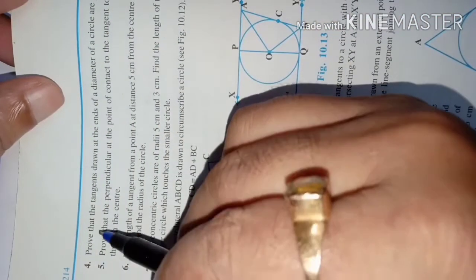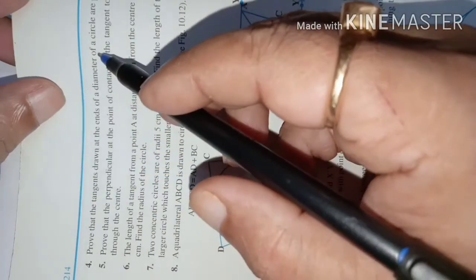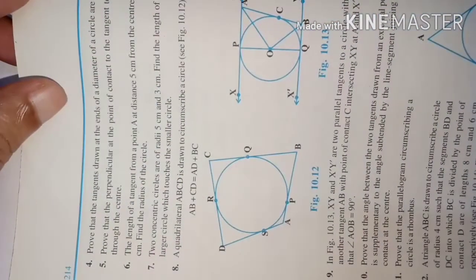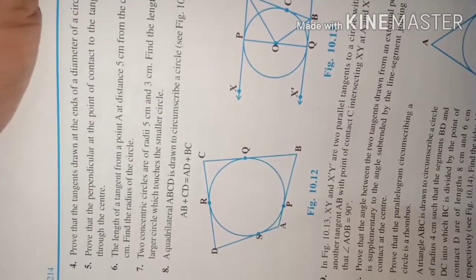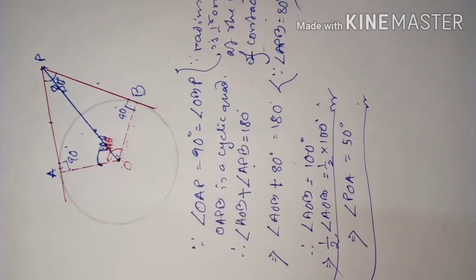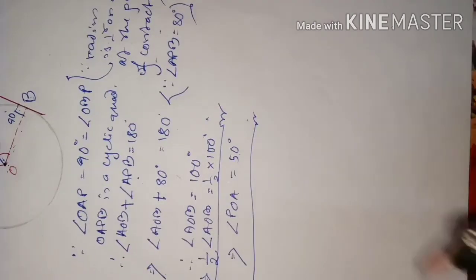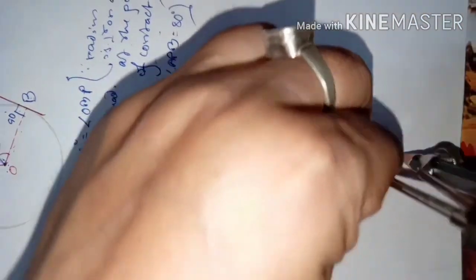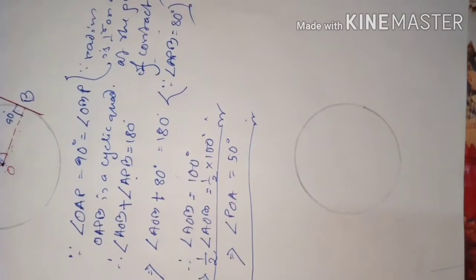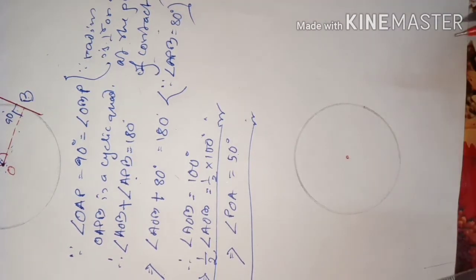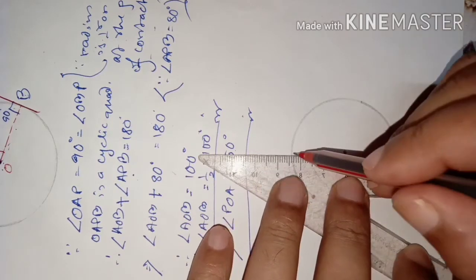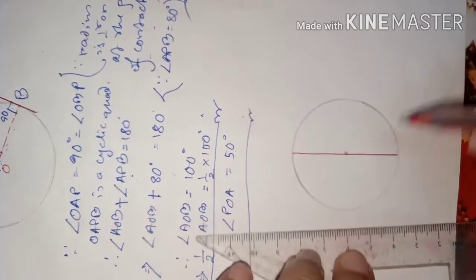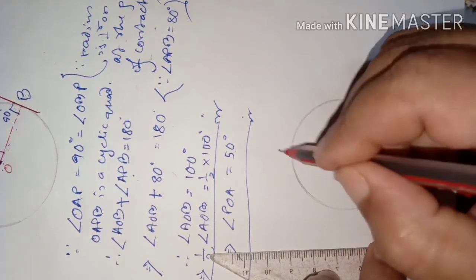Question number 4 is C. Prove that the tangents drawn at the ends of a diameter of a circle are parallel. Let us draw a circle, then we'll draw tangents at the ends of a diameter. So I am drawing a circle first, and draw a diameter, because you have to draw tangents at the ends of a diameter. Suppose this is the center and this is the diameter AB.